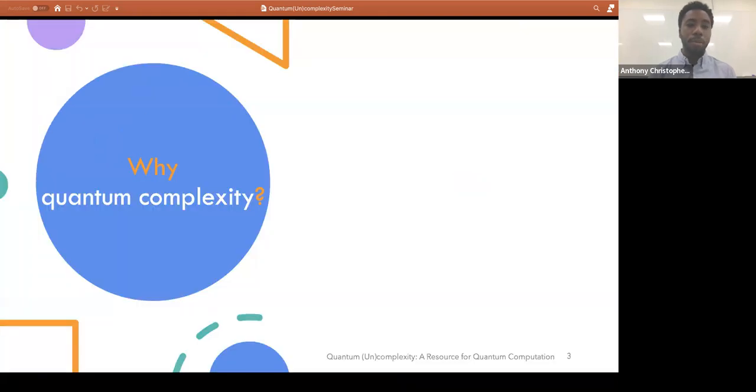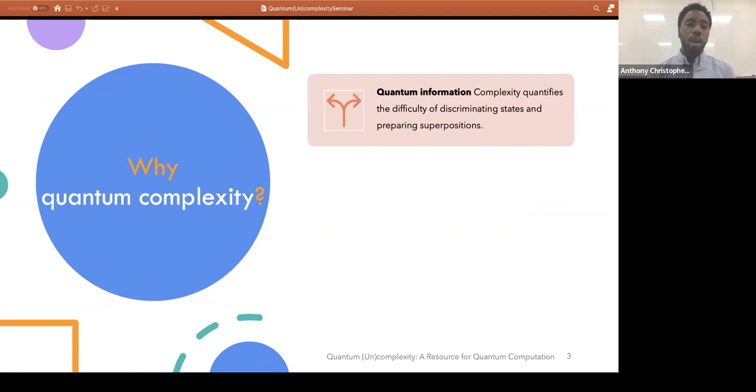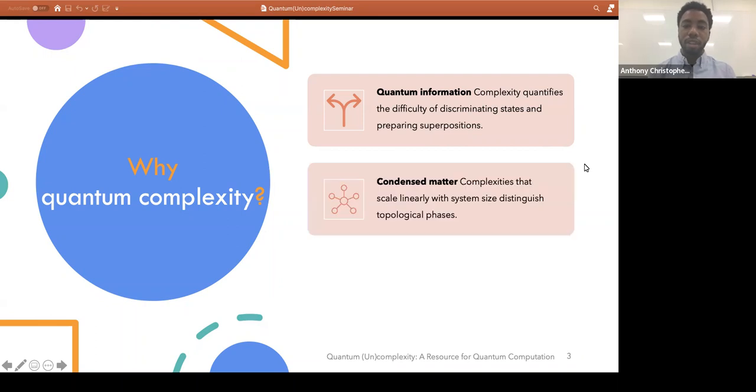Now I've stated what quantum complexity is, but we want to know why it's even important that we discuss this topic in the first place. Quantum complexity has become increasingly relevant to a number of fields in physics. The first and maybe most obvious is just that of quantum information. It's been shown that complexity can quantify the difficulty of discriminating states and of preparing superpositions. Moreover, in condensed matter physics, it's been shown that complexities that scale linearly with system size can distinguish topological phases.